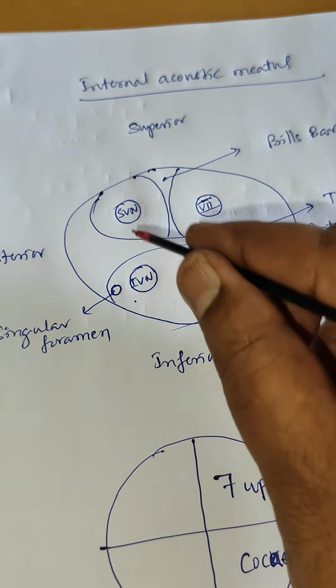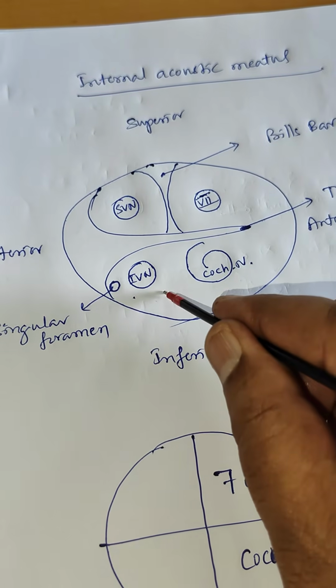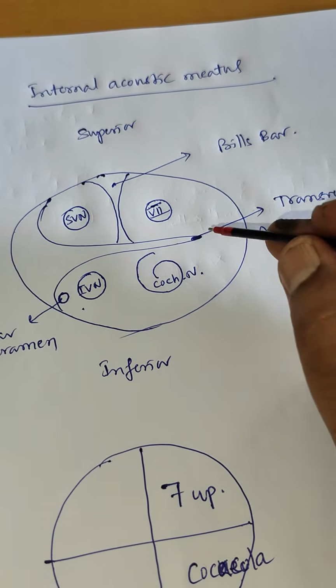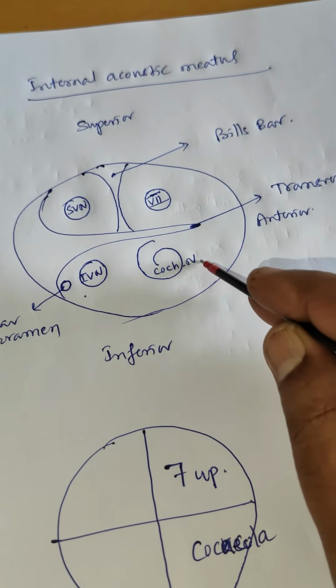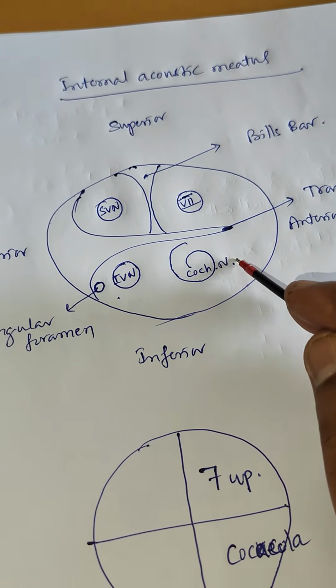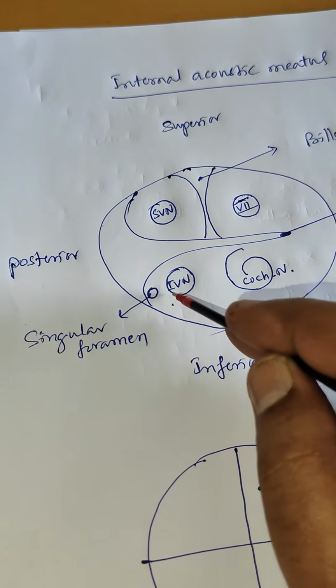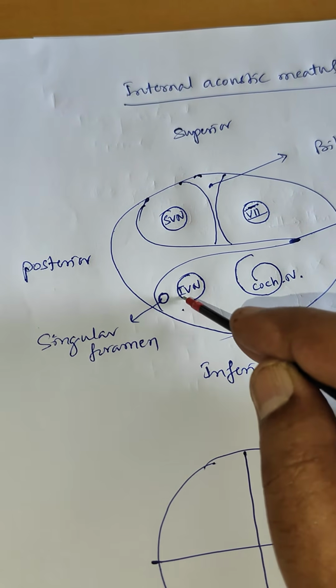So the vestibular nerve is divided into superior and inferior. Superior goes to the superior compartment, inferior to the inferior. And the seventh cranial nerve is in the anterior part of the superior compartment. The eighth cranial nerve is in the lower compartment, anterior part. In the posterior part, along with the inferior vestibular nerve, there is a singular foramen transmitting the singular nerve.